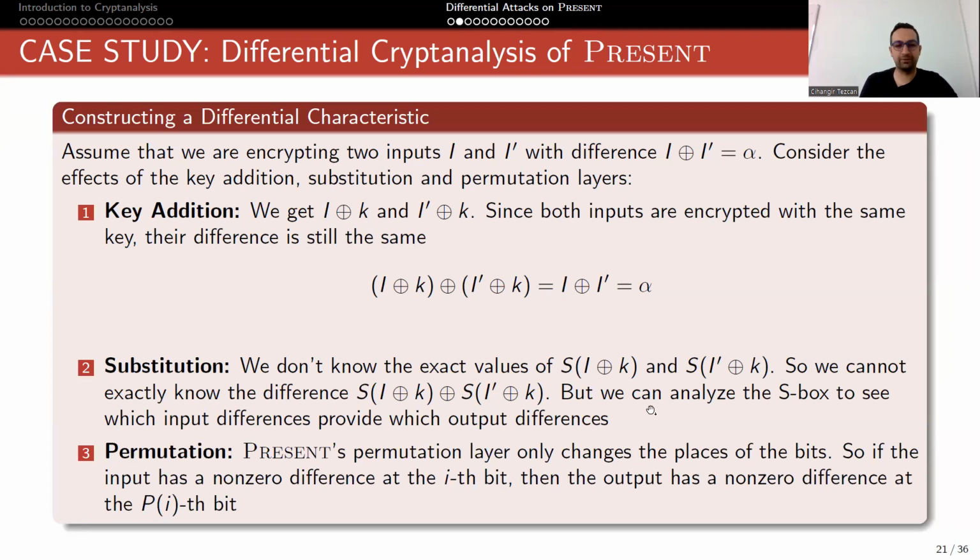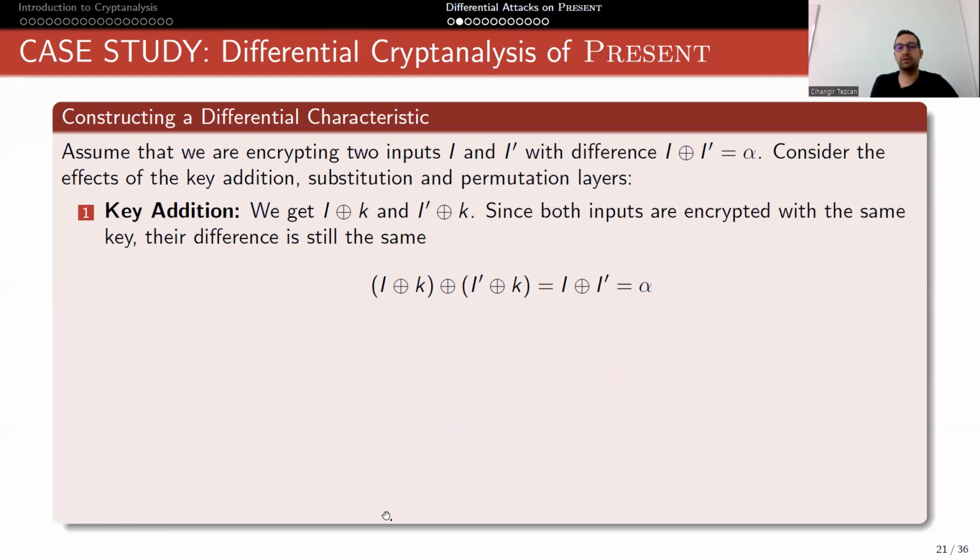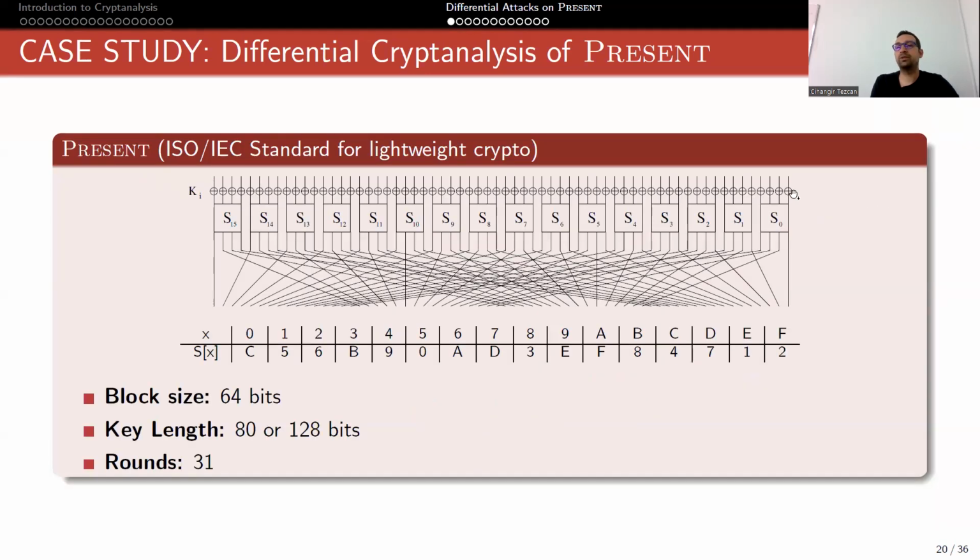Before moving on to that, let's focus on the permutation layer. PRESENT's permutation layer only changes the places of the bits. So if the input has a non-zero difference at the ith bit, then the output has a non-zero difference at the p(i)th bit, where p is the permutation. Here, what we are saying is that assume that you flip this bit. So this is the difference. Let's focus on the difference. The difference is all 0 and 1 bits.